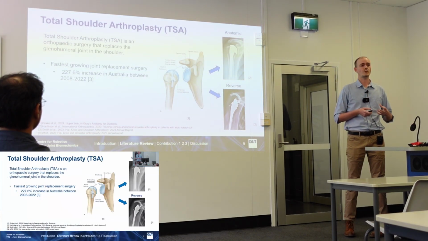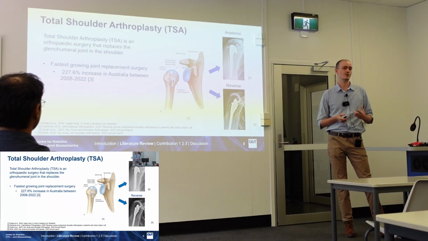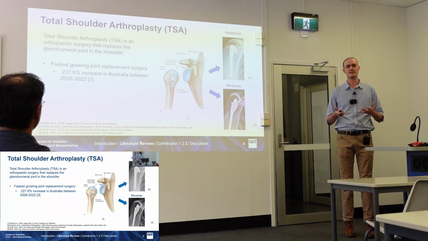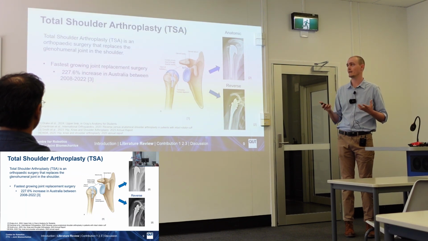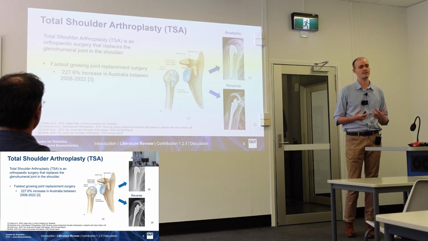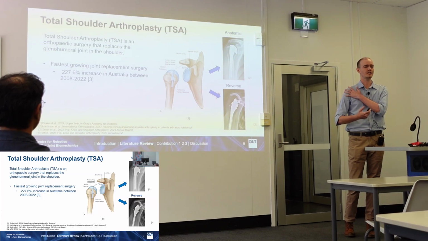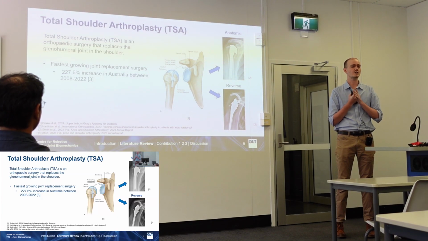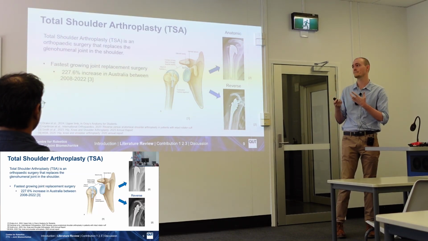In this thesis, we're particularly interested in one type of surgical procedure, and that is the total shoulder arthroplasty. This is an orthopedic surgical procedure that replaces the glenohumeral joint in the shoulder. This is the main joint in your shoulder where your humerus, or your upper arm bone, articulates on a shallow socket called the glenoid, and that's part of your shoulder blade or your scapula.